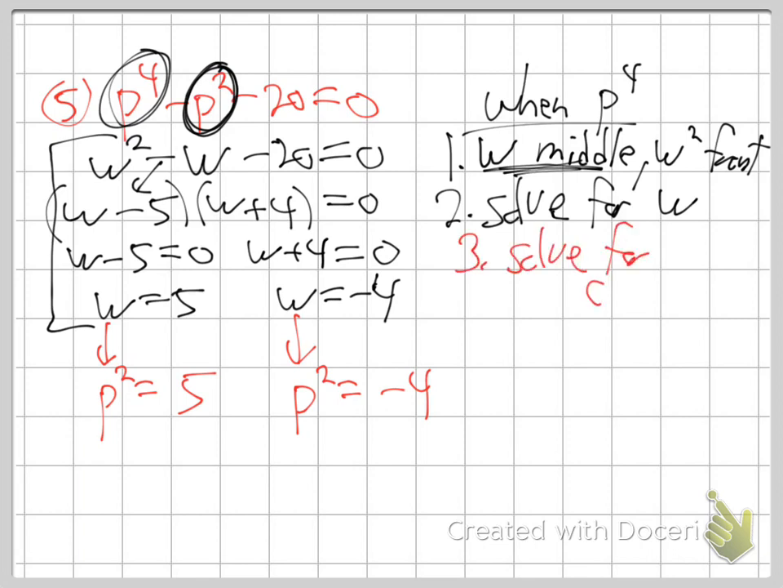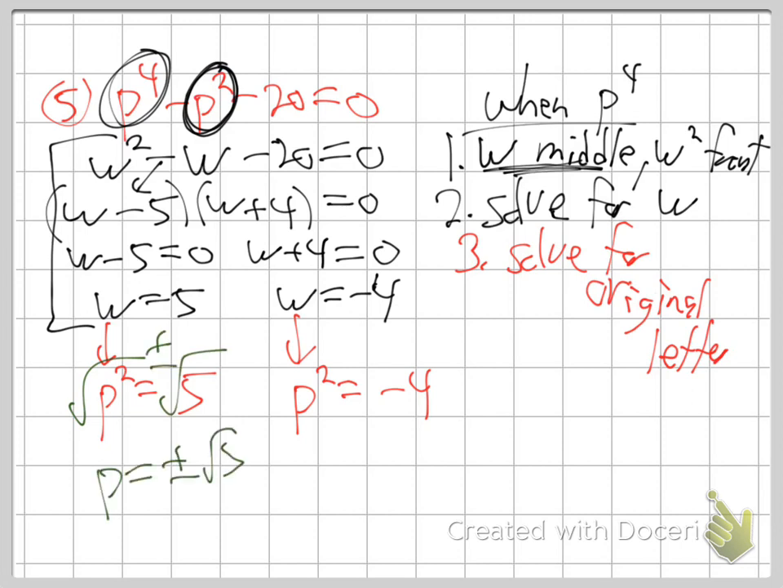So that's step 3: solve for the original letter, whatever that may be. So now solve for P. How do we get P alone then? Roof on the house, up and down the ladder. P is plus or minus square root of 5.